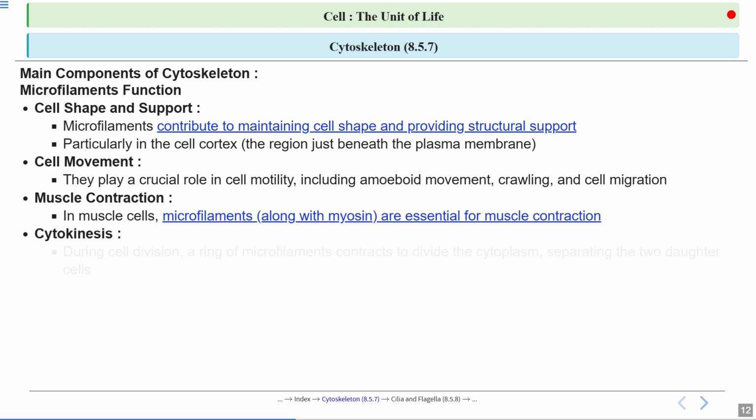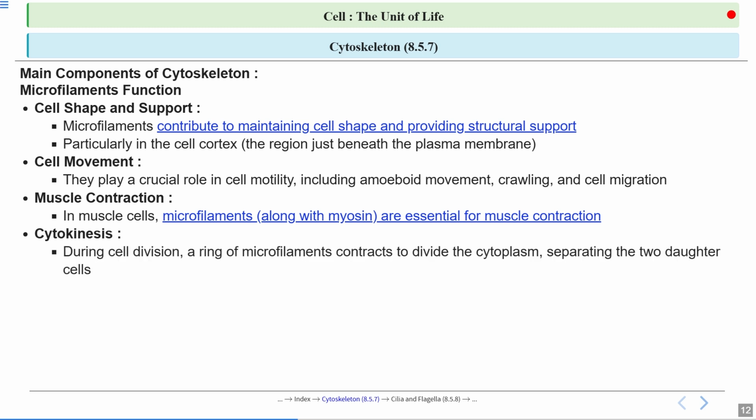Okay, then they also play a role in cytokinesis. So during cell division, what happens? Karyokinesis is followed by cytokinesis. Karyokinesis means nuclear division. It is followed by cytokinesis. So during cell division, a ring of microfilaments contracts to divide the cytoplasm, separating the two cells. So what happens in cell division? Nuclear division, which is followed by the division of the cytoplasm. Division of cytoplasm is known as cytokinesis.